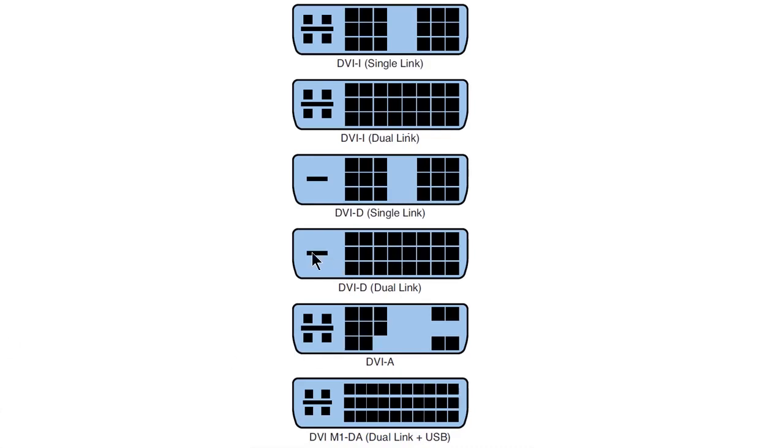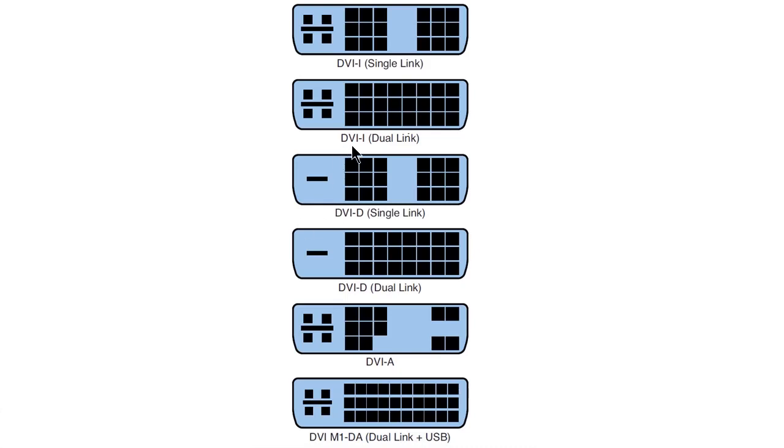So if you want to split the signal and mimic it to 2 monitors or to a monitor and a TV or what have you, then you have to have a dual link option. But again, you got to be real careful with that. You want to make sure that you're using the exact type of video card that you need.